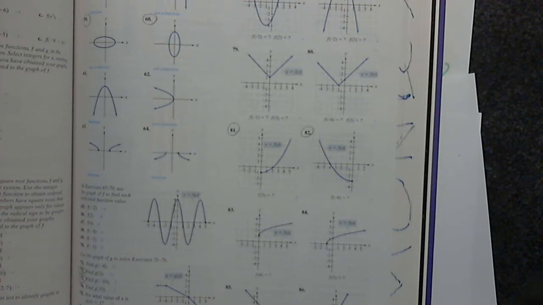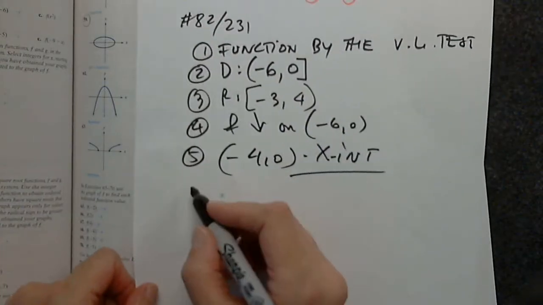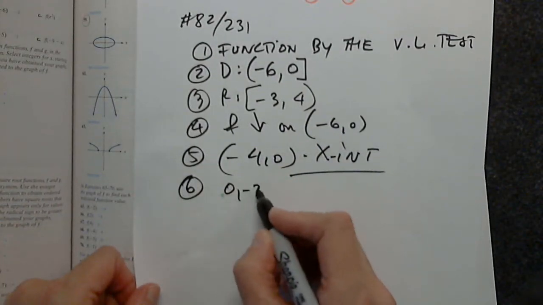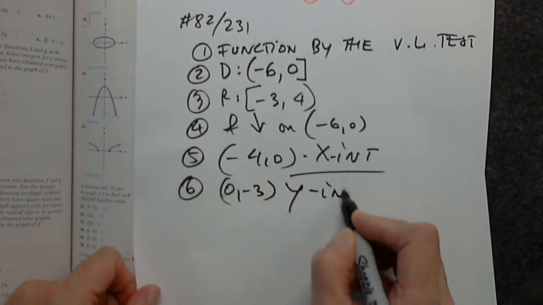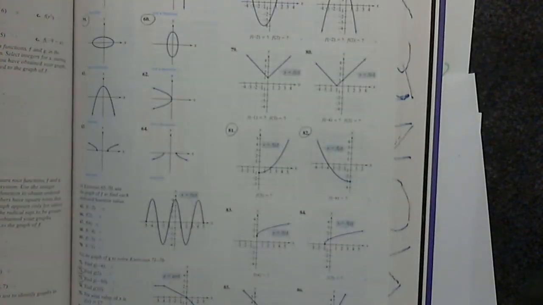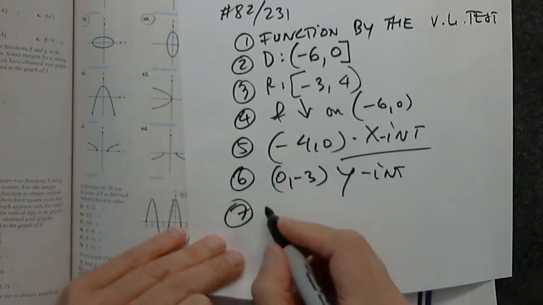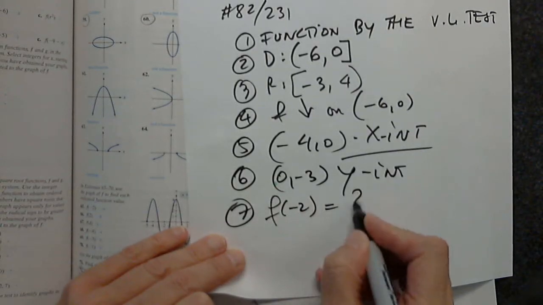Perfect. Does this function have a y-intercept? Can anyone give us the ordered pair for the y-intercept? Very good. Y-intercept. Perfect. Now I'm going to ask you the following question. Find f of -2. So that's number 7, f of -2.